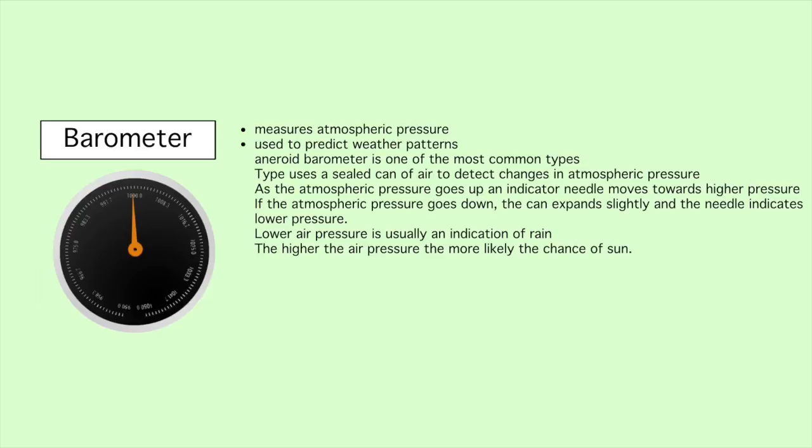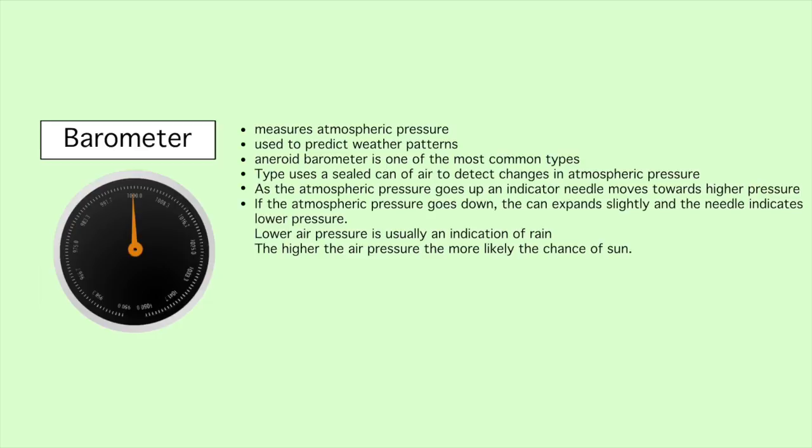The most common type of barometers is the aneroid barometer, and it uses a sealed can of air to detect changes in atmospheric pressure. As the atmospheric pressure goes up, it pushes in on the can, and the can is slightly reduced in volume, moving an indicator needle towards higher pressure. If the atmospheric pressure goes down, the can expands slightly, and the needle indicates lower pressure.